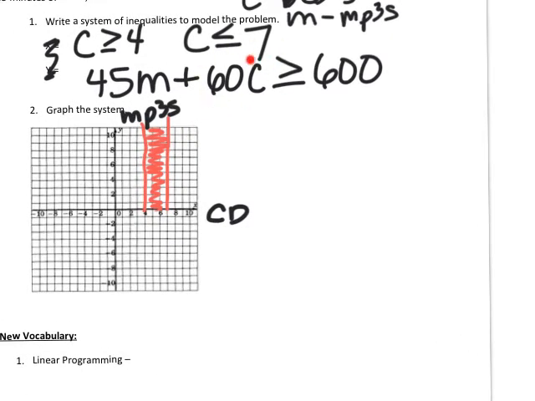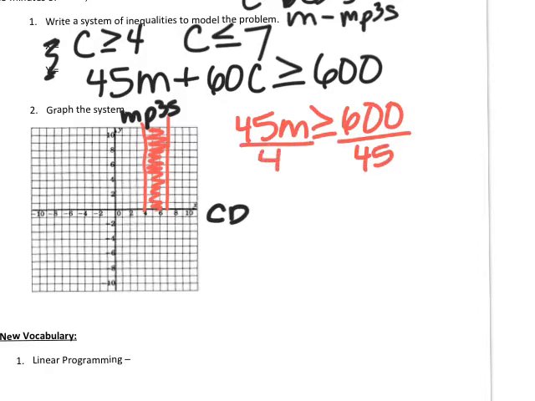I bought no CDs, and I only used MP3s. How many MP3s would it take me to get 600 minutes of music? So that would be 45M is greater than or equal to 600. I would divide by 45, and that would give me M is greater than or equal to 600 divided by 45. Hang on one second, because I don't think that's even, which is okay.